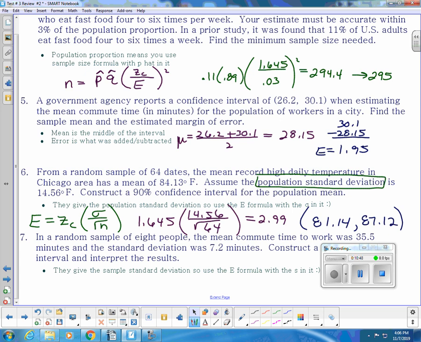Now, why am I rounding to 2 decimal places here? Because they gave me the degrees in 2 decimal places in the problem. So round how they give the answers in the problem, or the problem's parameters. Okay?